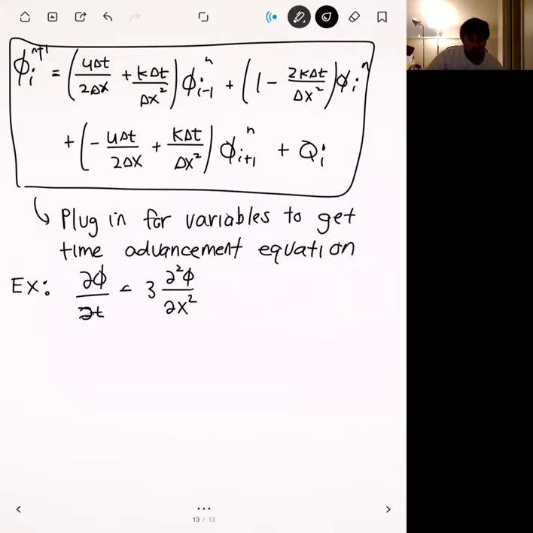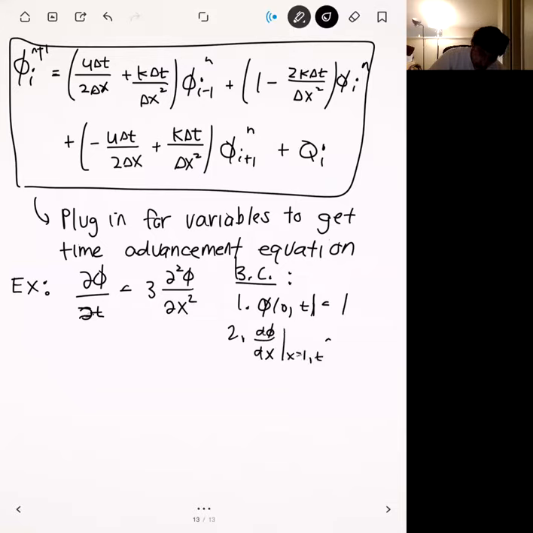Okay, and then let's write down the boundary conditions. Let's say that our first one is going to be a Dirichlet boundary condition, right? And so we have phi at 0, for all values of time, equal to 1. And our second one is d phi dx, so we have a Neumann condition at x equal to 1, comma t, and this is equal to 2.